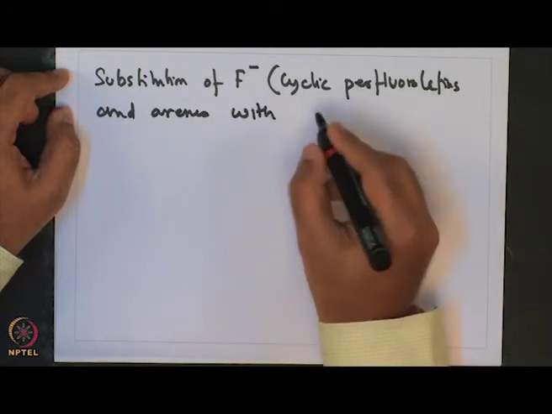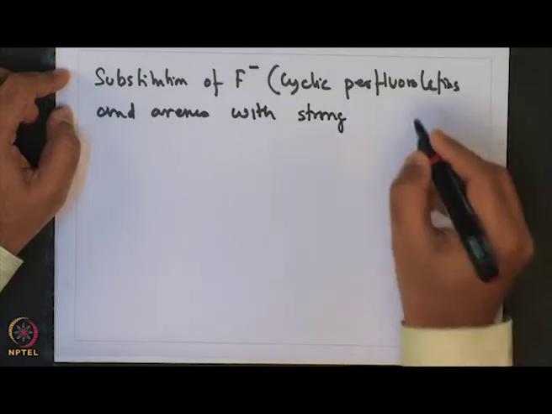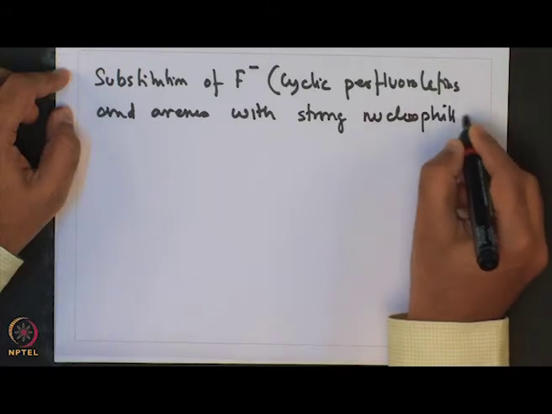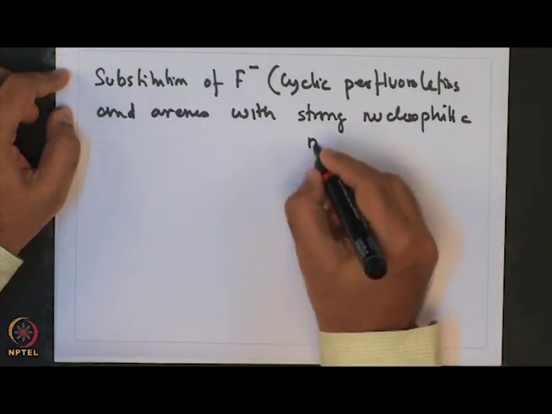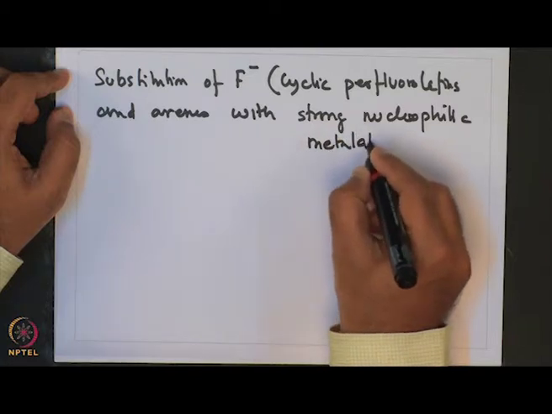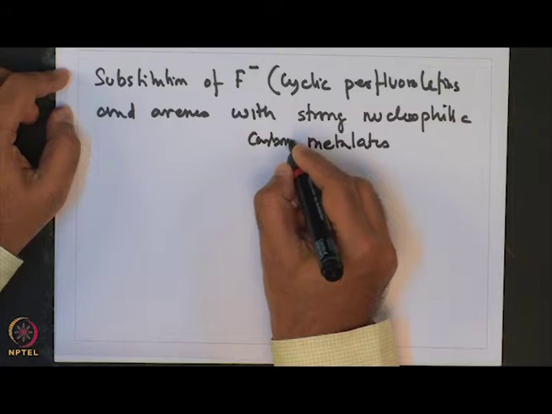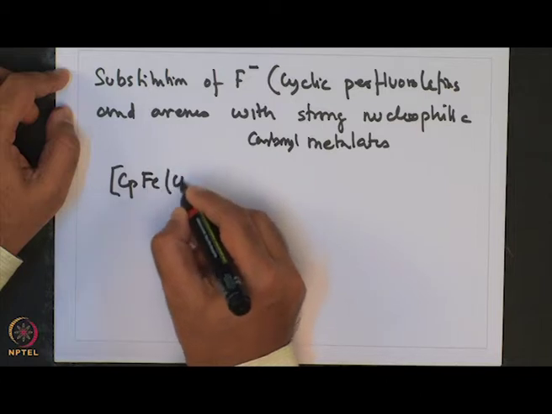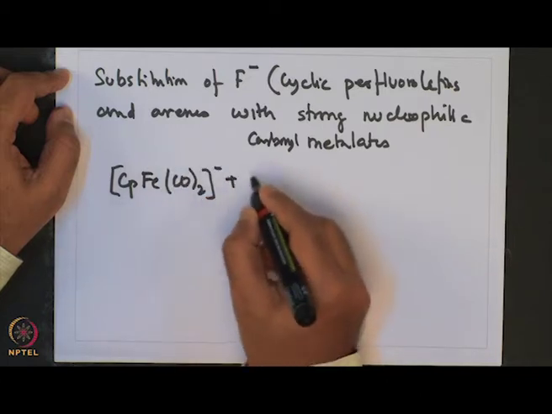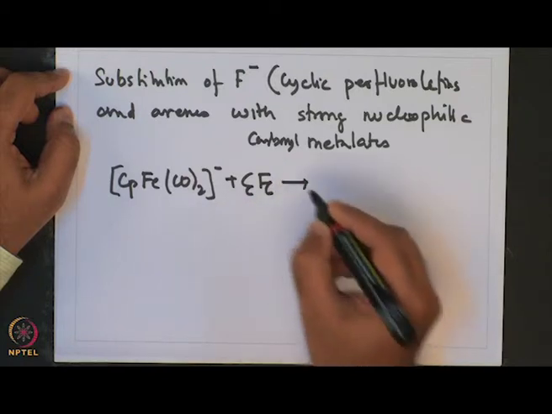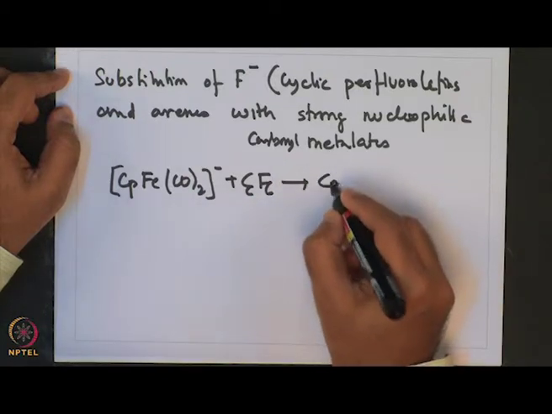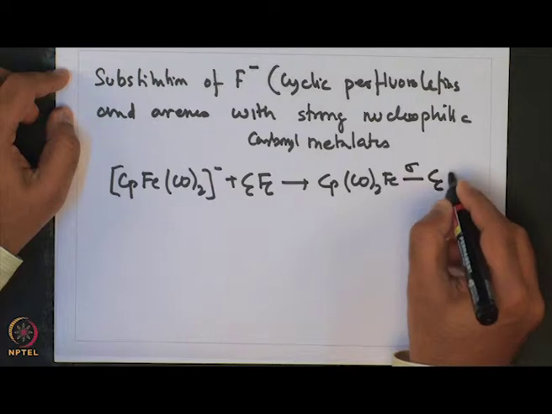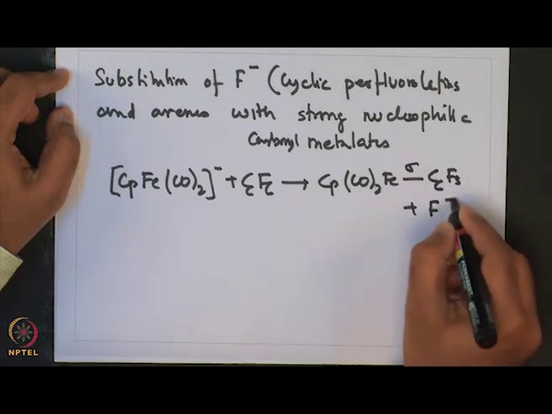With strong nucleophilic carbonyl metallates. For example, CpFe dicarbonyl anion plus C6F6 gives CpFe(CO)2 sigma bonded with C6F5 plus F minus.